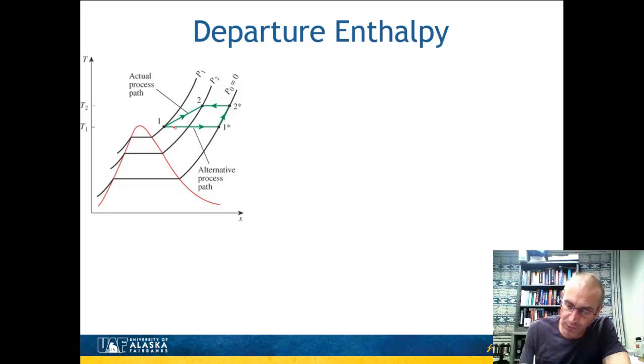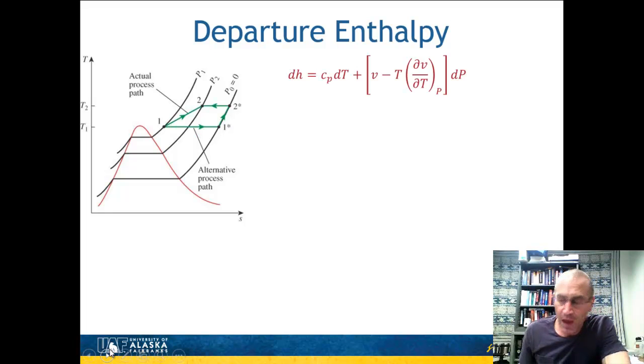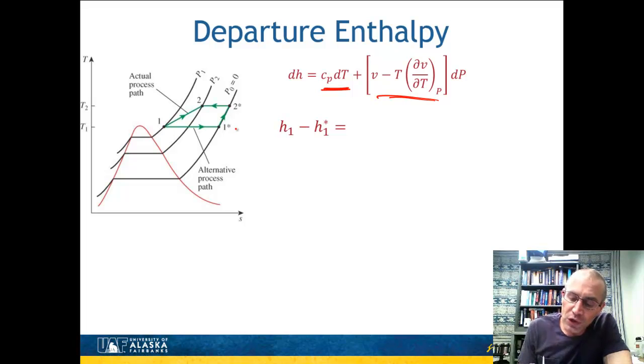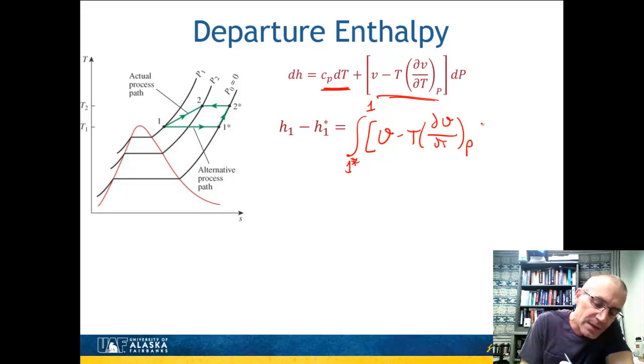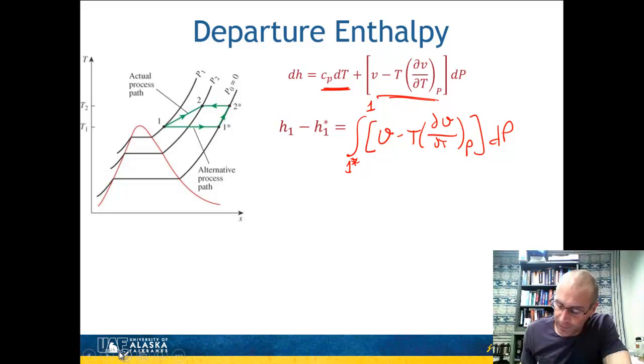So here's that figure again where I have my alternative path going from point 1 to point 2. And what I want to do is evaluate this dH term, which is Cp dT, and then my non-ideal term. So remember, this is the ideal component, this is the non-ideal component. And so I have 1 to 1 star, and I don't have the first term, I'm going to be integrating from 1 to 1 star, and I'll be integrating this term, V minus T dV/dT at constant P, dP, right?